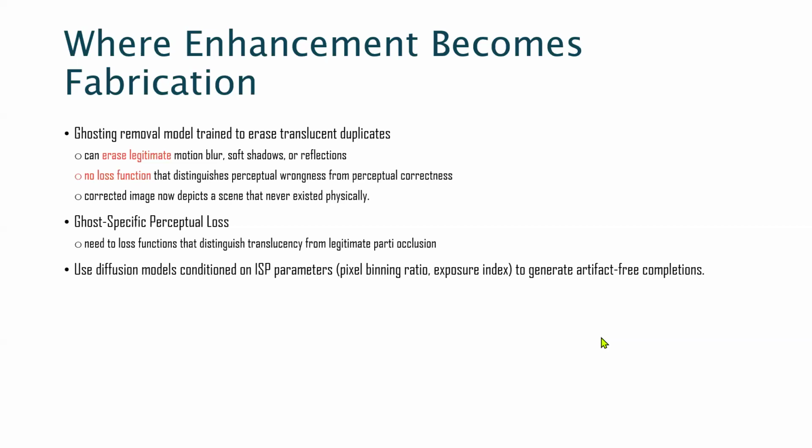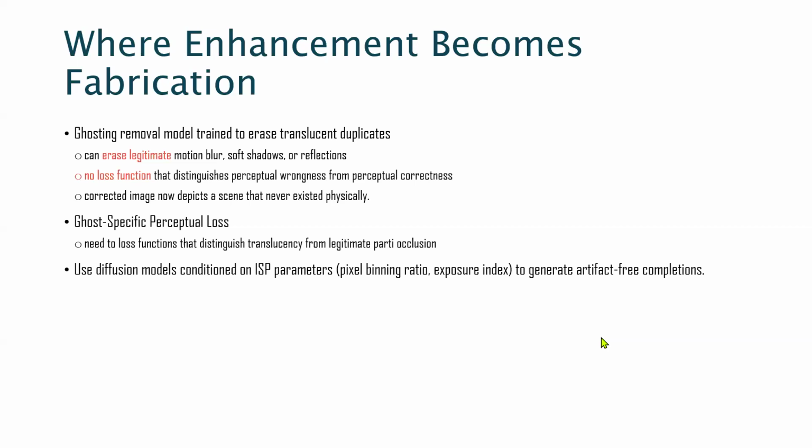So how does the model know where enhancement becomes fabrication, where the model is making images that never existed physically in the first place? The model tries to improve, thinking this is an artifact, let me just remove it, but it didn't know that we wanted that. There's no loss function that can differentiate between perceptual wrongness and perceptual correctness. How does the model know this is what the person who took the image wanted in that way?